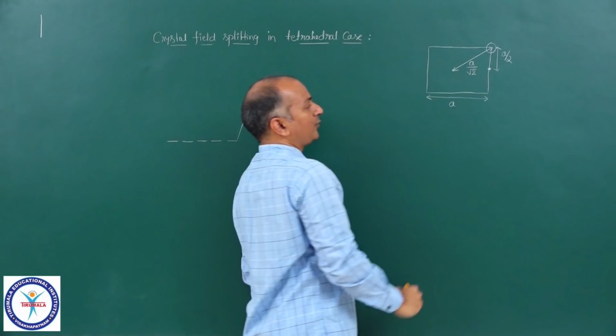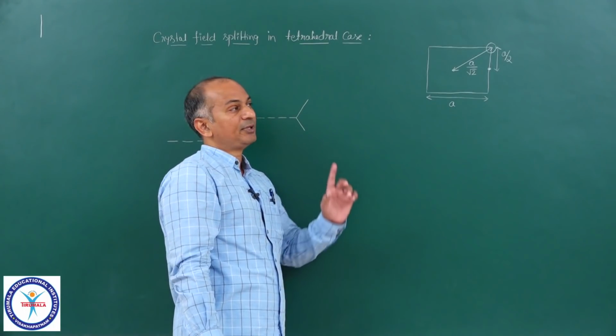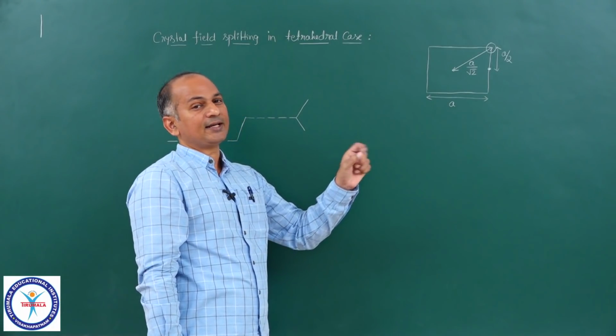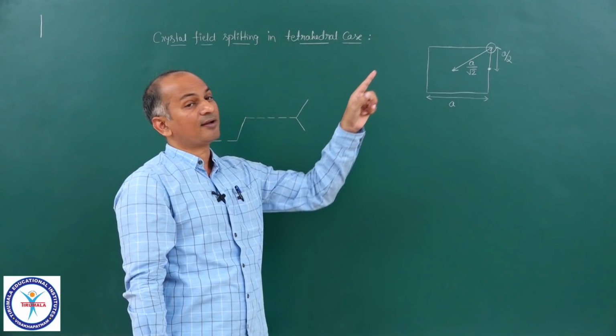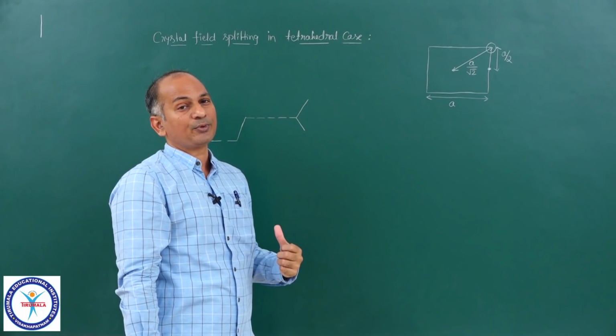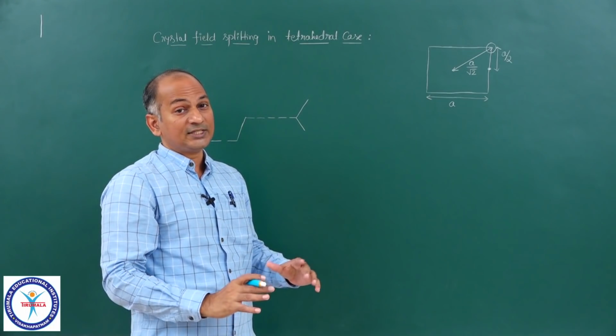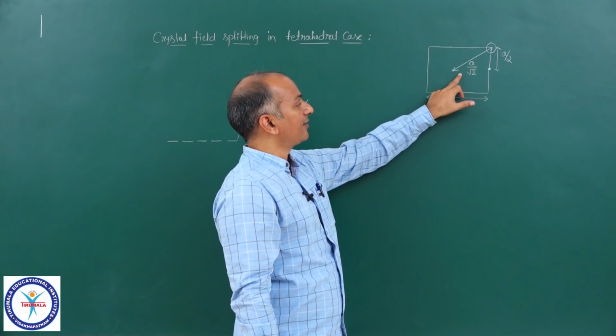Every one of you knows this. Distance between corner and edge center, a by 2. Distance between corner and face center, a by root 2. And which is greater? Obviously this is greater and this is smaller.